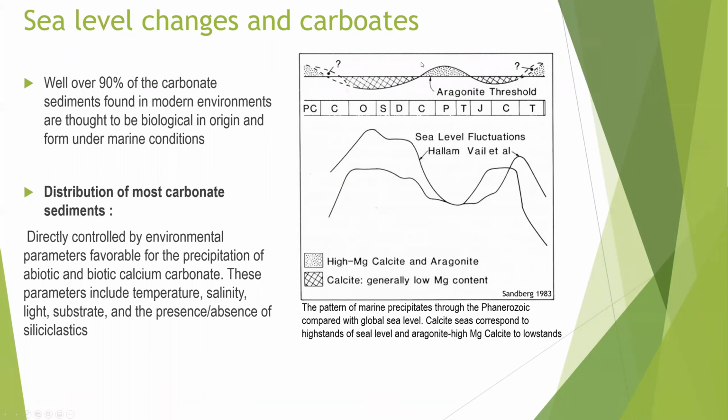When sea level goes down, we have aragonite or high Mg calcite. But we know that these two types of minerals are unstable, and after a short period, they will convert to either low Mg calcite or dolomite. If we compare this type of sea level fluctuation with the siliciclastic system, for carbonate, when sea level goes up, we have high production.